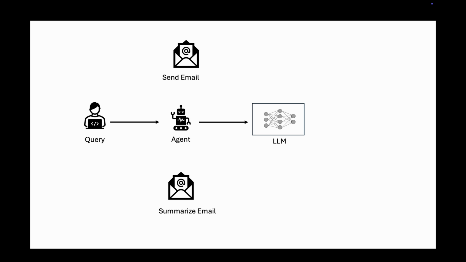Now the LLM will understand what exactly the user asked and what kind of action the agent is supposed to do for the given query. By analyzing this information, the LLM will send the feedback to the agent so that the agent will understand what kind of action it's supposed to do. In this case, it can either send an email or summarize the email. In this way, the agentic AI, by leveraging the existing LLM capabilities, can decide whether it has to perform action A or action B.